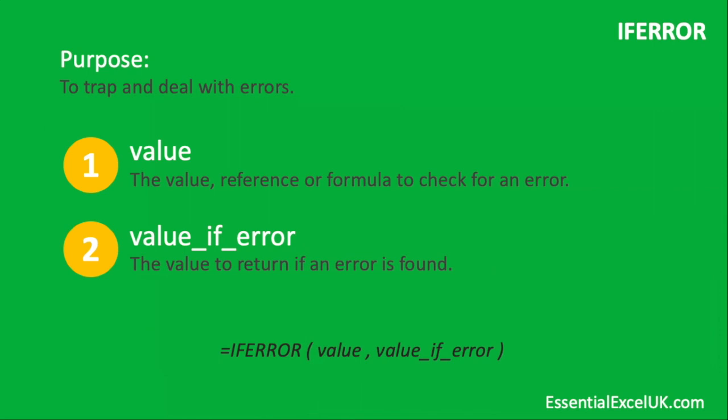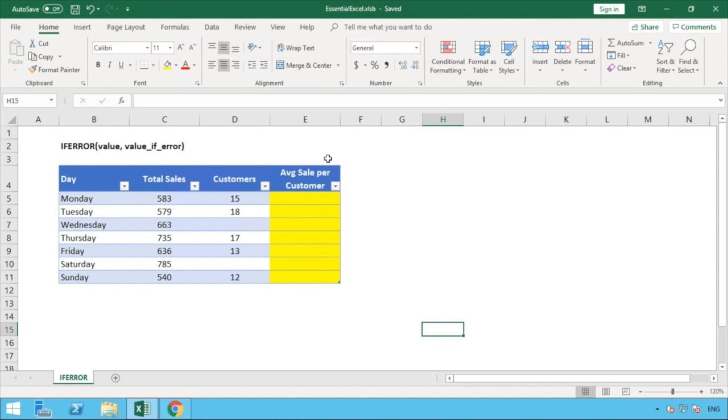Okay, so we're now into Excel and we're going to go through this quick example in our table here to show how IFERROR can be used. In our table we have some information around the total sales per day and the number of customers. And what we want to do is populate column E for average sale per customer. To do that, we're going to do a very simple piece of math. It's literally just going to be the total sales in column C divided by the number of customers.